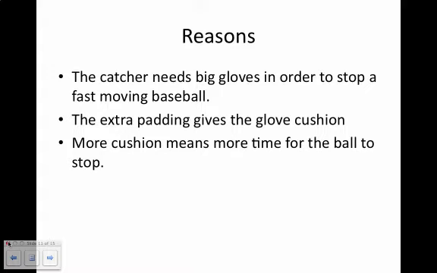The catcher needs big gloves in order to stop a fast-moving baseball. The extra padding gives the glove cushion, so you can think of it like this. The more cushion there is for the catcher's hand, the more time there is for the ball to stop. If there's more time for the ball to stop, that just means that the catcher won't feel the baseball's force as much.